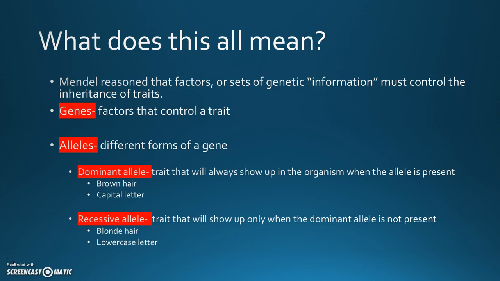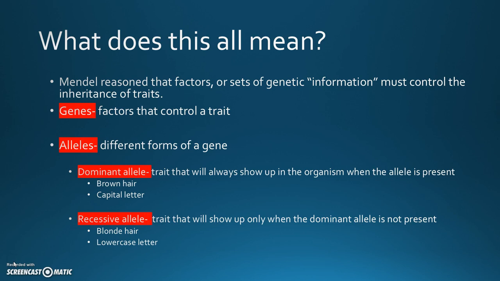And there are two types that we need to remember. We have dominant alleles and recessive alleles. Dominant alleles are traits that always show up in the organism when the allele is present. So as an example, brown hair. Brown hair is a dominant trait. And we always represent dominant traits with a capital letter.